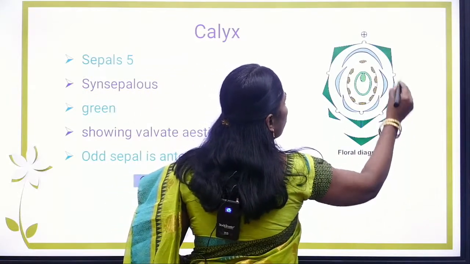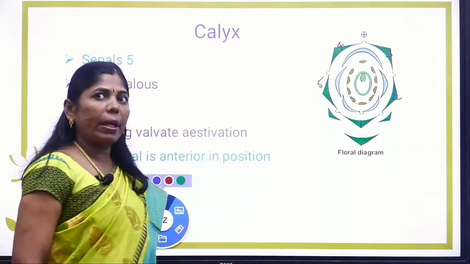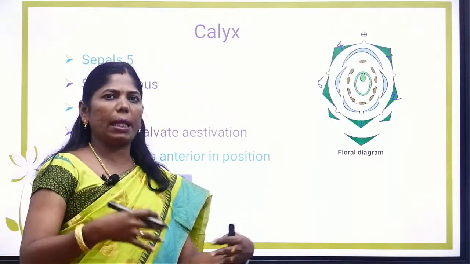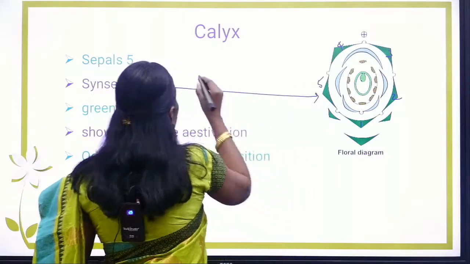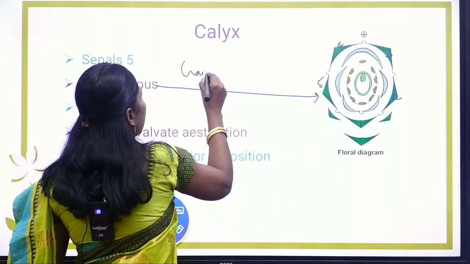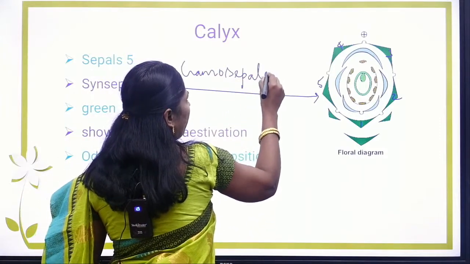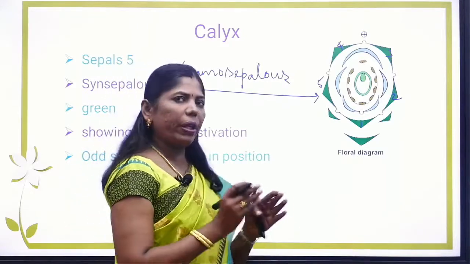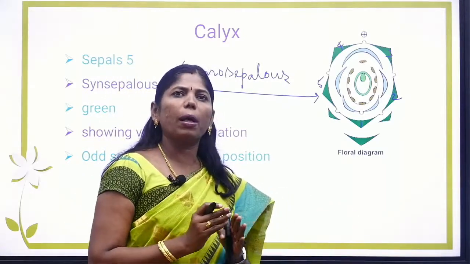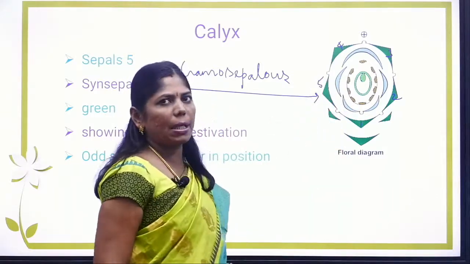This is 1, 2, 3, 4, 5. It has 5 sepals. The 5 sepals are united, so that is called synsepalous in condition. Otherwise called gamosepalous. If it is free from one another, that is polysepalous. Okay. So this is gamosepalous or synsepalous in condition.